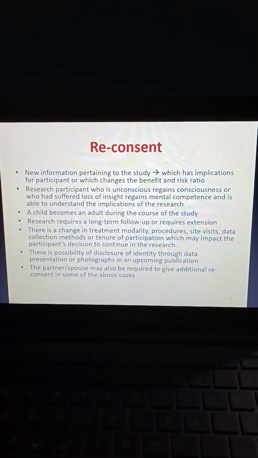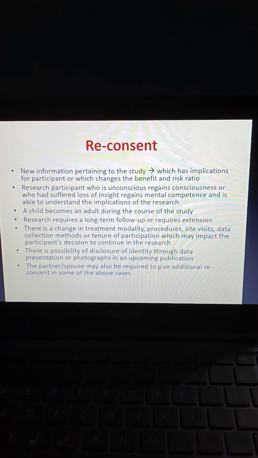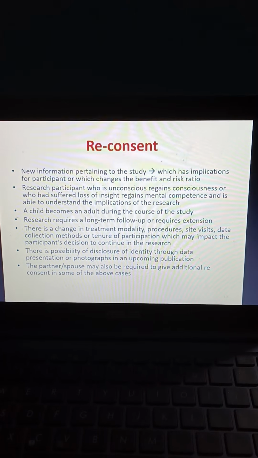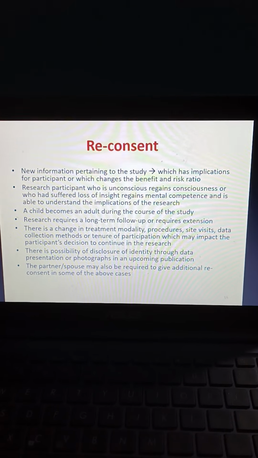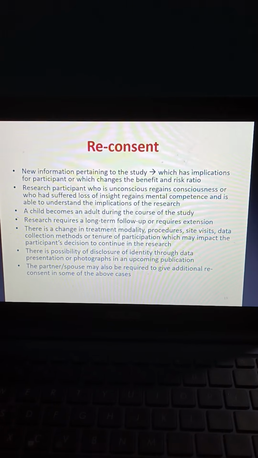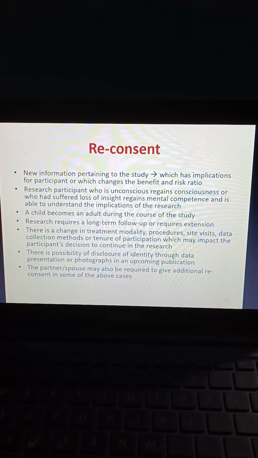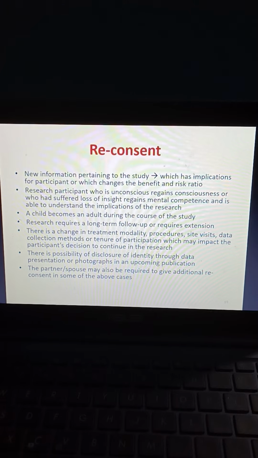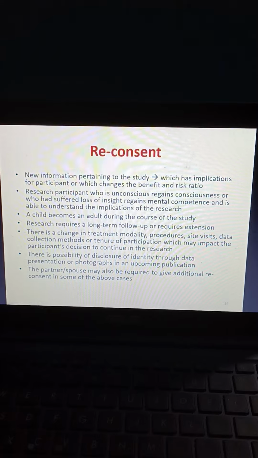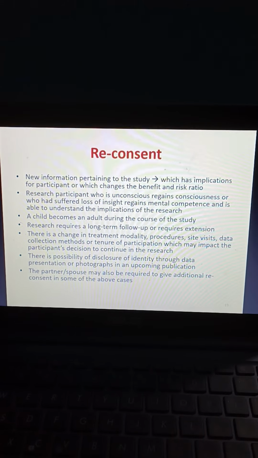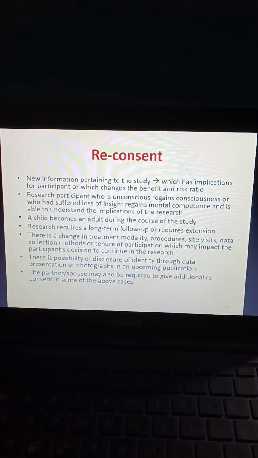Then what is reconsent? New information pertaining to the study which has implications for participant or which changes the benefit and risk ratio. Research participant who is unconscious regains consciousness or who had suffered loss of insight regains mental competence and is able to understand the implication of the research. Then reconsent can be taken. A child becomes an adult during the course of the study. Then reconsent should be taken. Research requires a long-term follow-up or requires extension. Then reconsent can be taken.